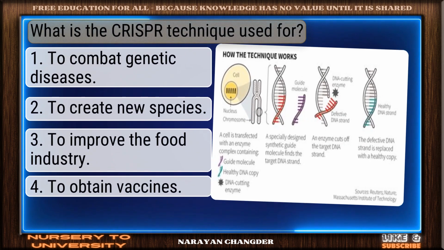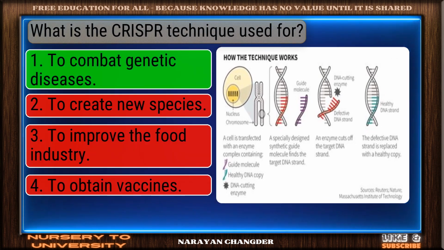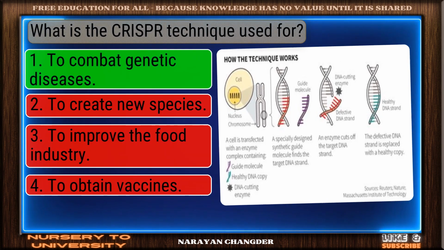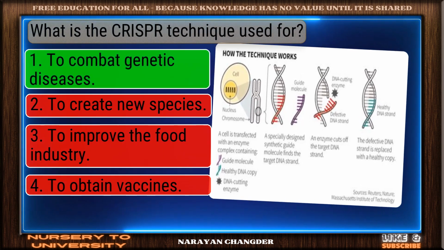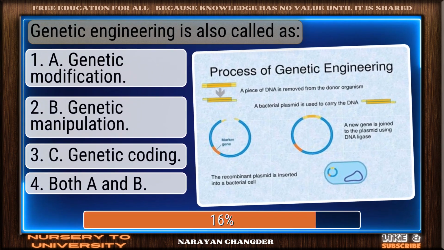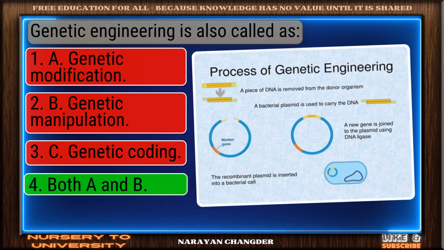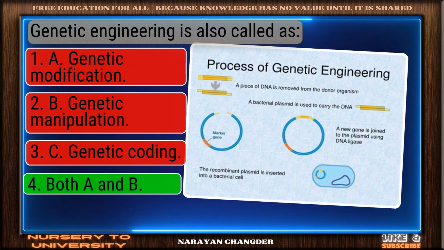What is the CRISPR technique used for? Smart pick. To combat genetic diseases is the correct choice. Genetic engineering is also called as. Well done. Both A and B is the right choice.